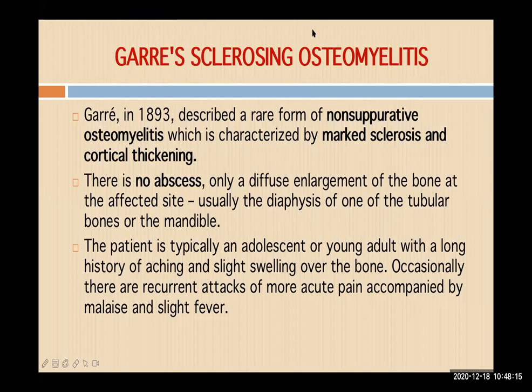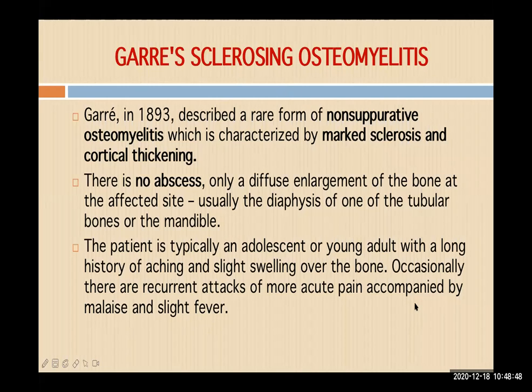It may be the shaft of the tibia, the shaft of the femur, or the mandible. The patient is typically an adolescent or young adult with a long history of aching and slight swelling over the bone. So there is a bit of pain and swelling over the affected area. Occasionally, there are recurrent attacks of more acute pain accompanied by malaise and slight fever. So this is the clinical feature of Garre's osteomyelitis.